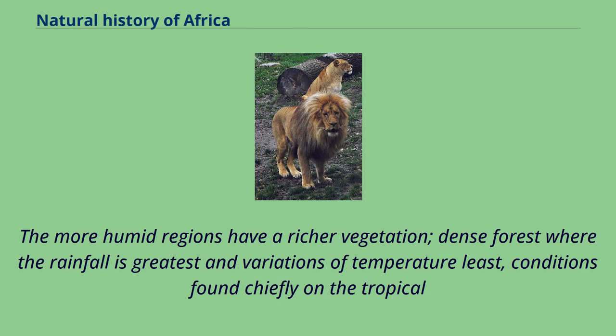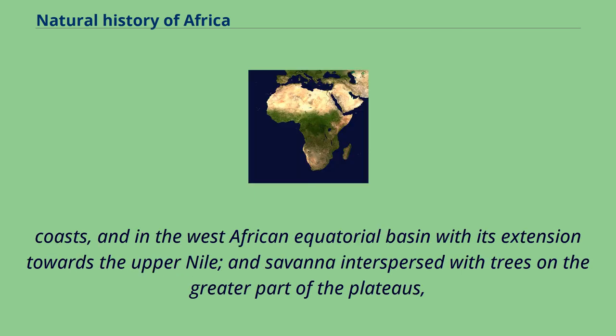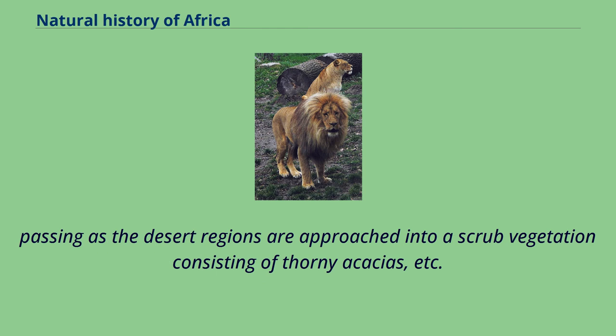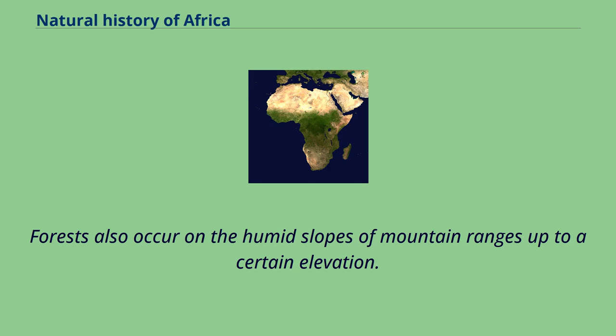The more humid regions have a richer vegetation, dense forest where the rainfall is greatest and variations of temperature least, conditions found chiefly on the tropical coasts, and in the West African equatorial basin with its extension towards the Upper Nile, and savanna interspersed with trees on the greater part of the plateaus. Passing, as the desert regions are approached, into a scrub vegetation consisting of thorny acacias, etc. Forests also occur on the humid slopes of mountain ranges up to a certain elevation.